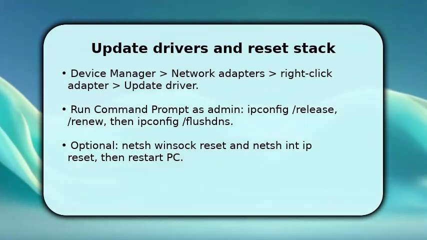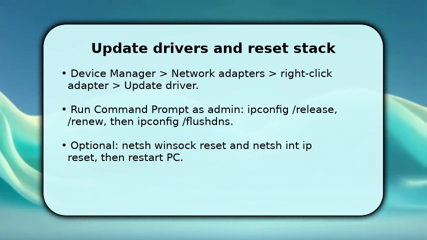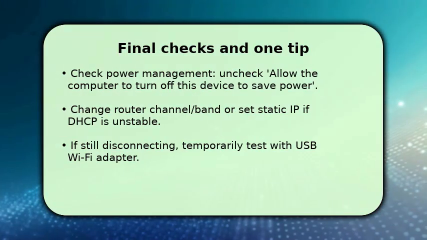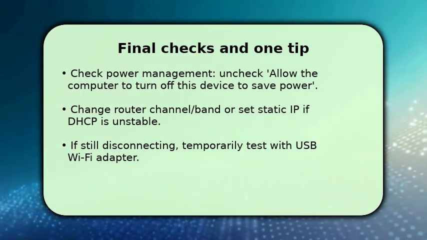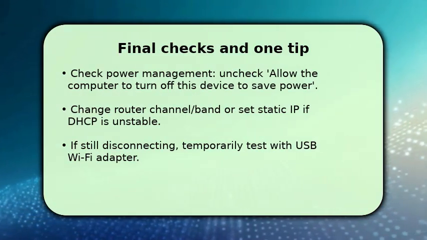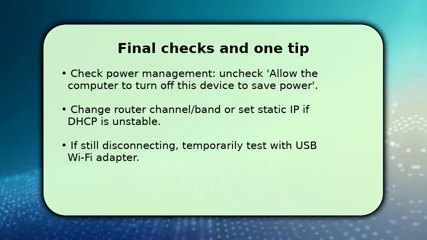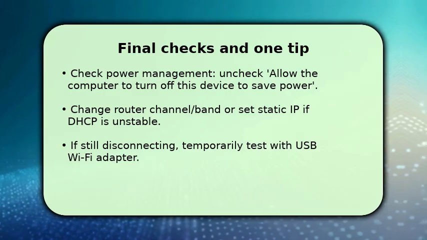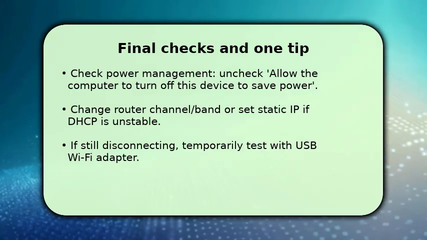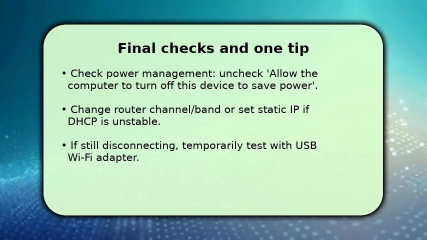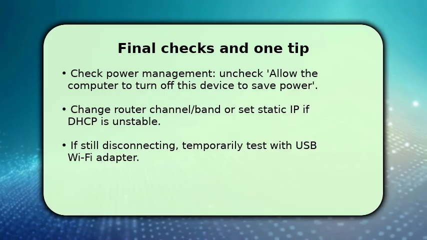Finish by verifying power and advanced settings that commonly cause drops. In Device Manager, open your Wi-Fi adapter properties, go to Power Management and uncheck Allow the computer to turn off this device to save power. If instability persists, log into your router and try changing the wireless channel or force 5 GHz or 2.4 GHz to avoid interference, or assign a short-lived static IP if DHCP is flaky.